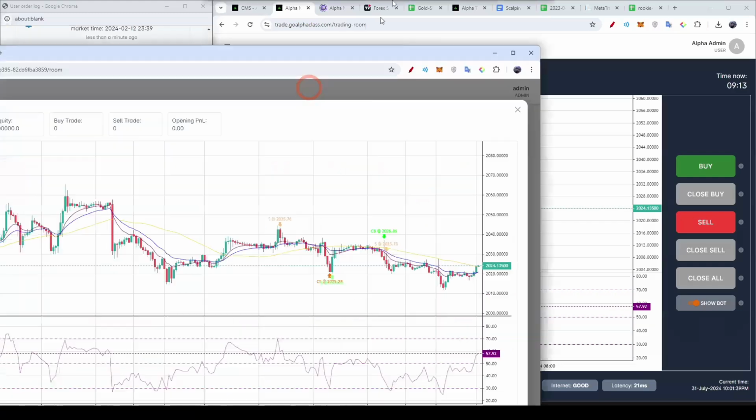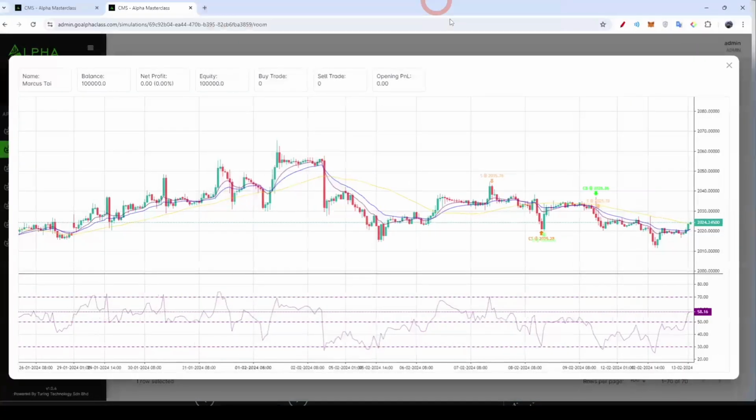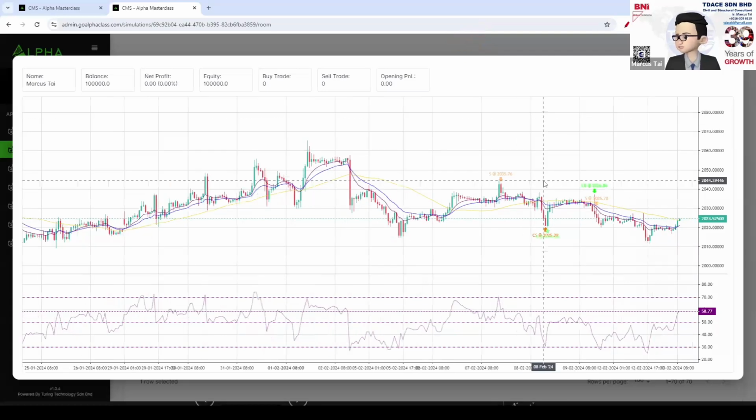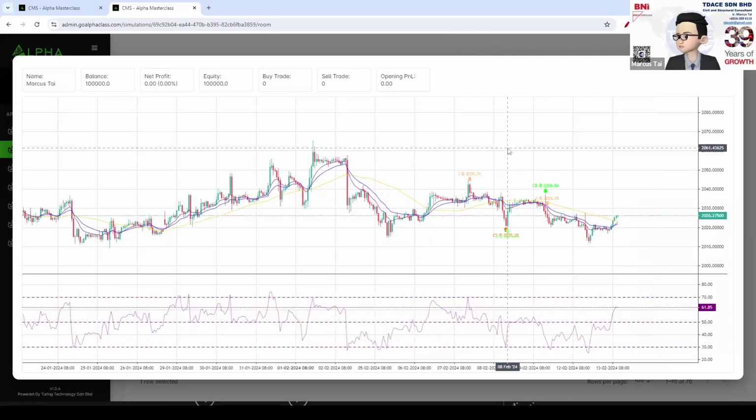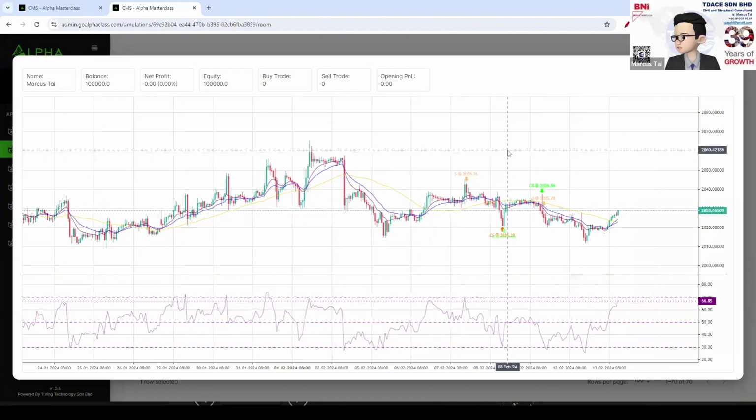This is Marcus. You see? Marcus says so much, but until now also doesn't do anything. I still haven't done anything yet. Okay, yellow line is coming. Okay, he's coming. Waiting for the opportunity. Crossed already. One more.